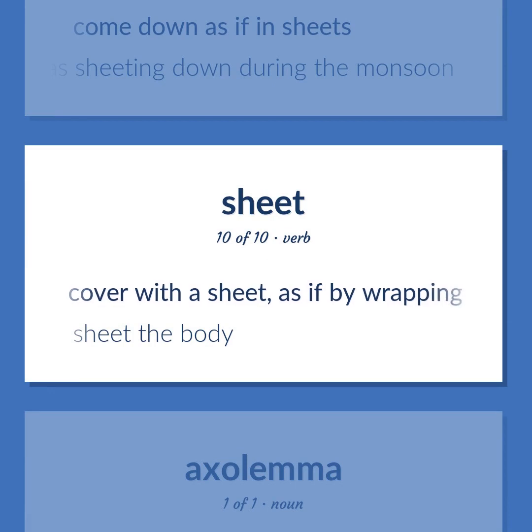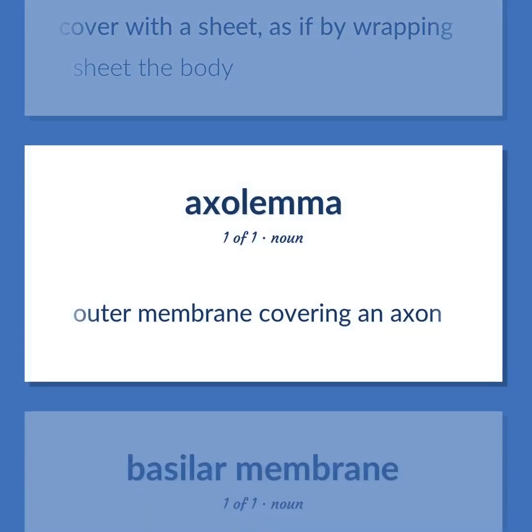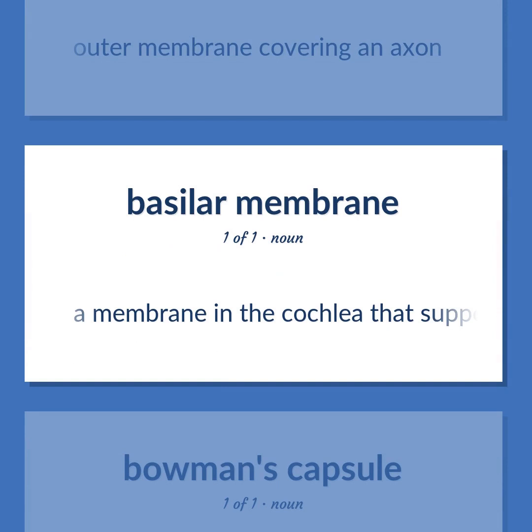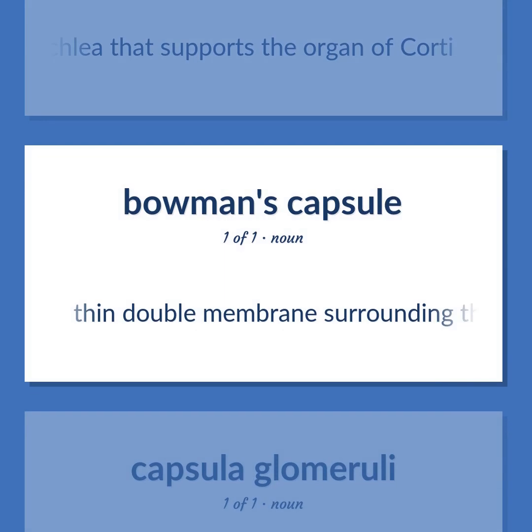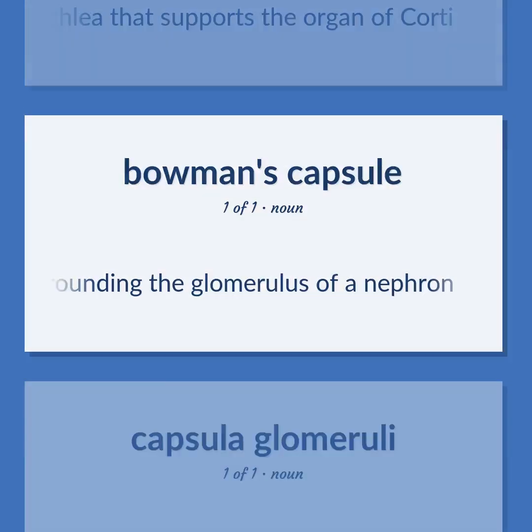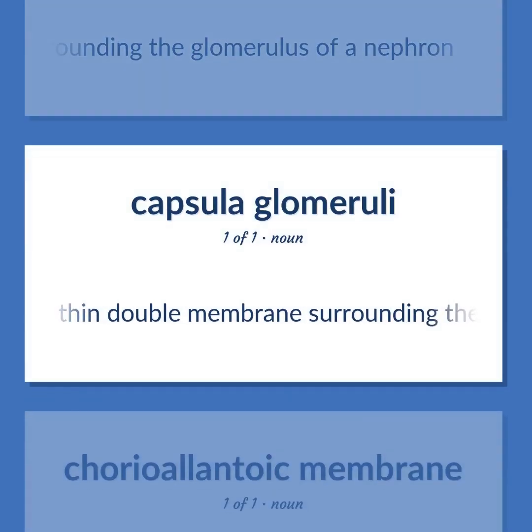Cover with a sheet, as if by wrapping. Sheet the body. Outer membrane covering an axon. A membrane in the cochlea that supports the organ of Corti. Thin double membrane surrounding the glomerulus of a nephron.